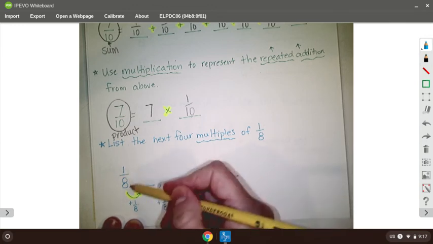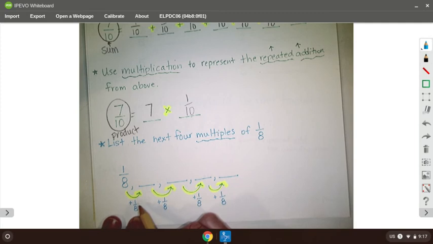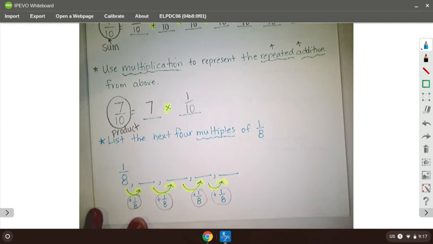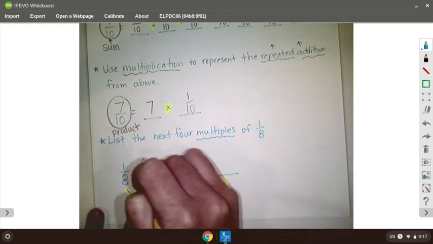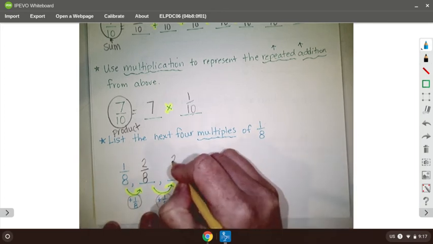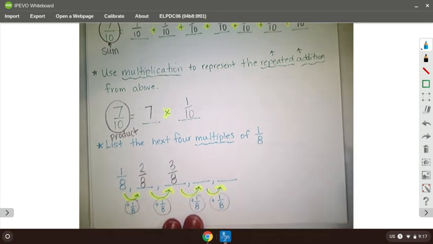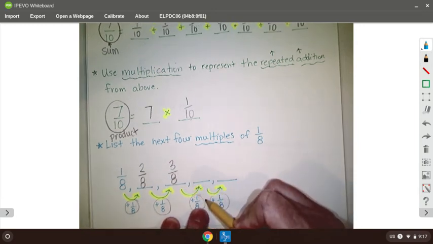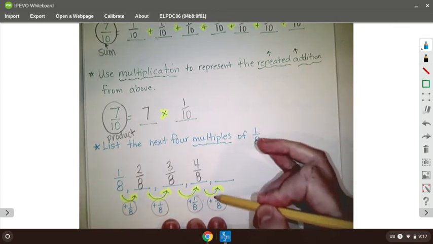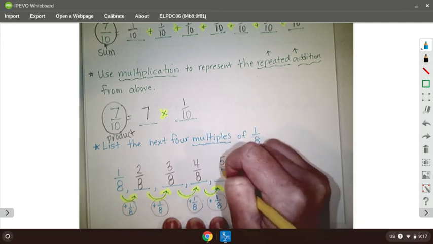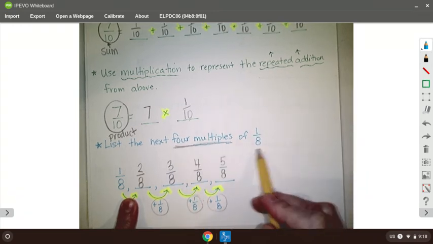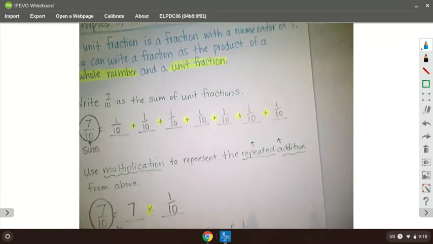So if I take 1/8 and I add another eighth to it, do you see down here I have add 1/8? I'm going to add 1/8 each time. It's like I'm skip counting by 1/8. 1/8 plus 1/8 is equal to 2/8. 2/8 plus another eighth is equal to 3/8. 3/8 plus another eighth is equal to 4/8. 4/8 plus another eighth is equal to 5/8. So we just listed the next 4 multiples of the unit fraction 1/8. Okay, let's try some examples.